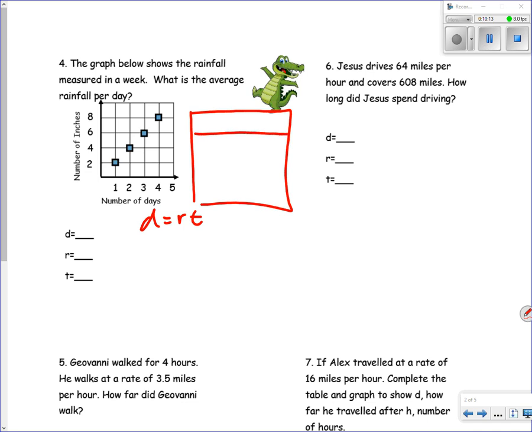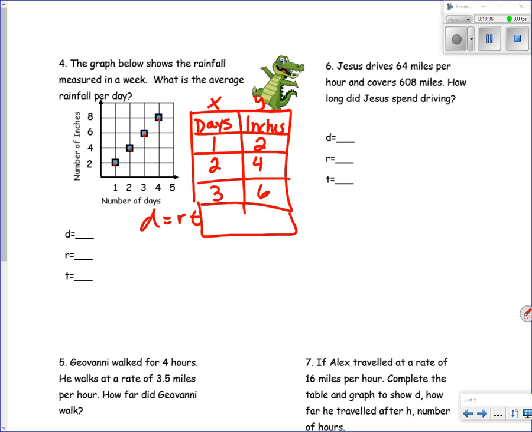So I'm going to use the tables again to help, so X and Y, which means that this is days, and this is inches. When I fill it in, all I'm going to do is write the ordered pairs for these 4 spots. So in 1 day, it was 2 inches, 2 days, it was 4 inches, 3 days, it was 6, I'm going to add 1 more, 4 days, it was 8. It wants to know what is the average rainfall per day. So we want the rate, so that's going to be my X.